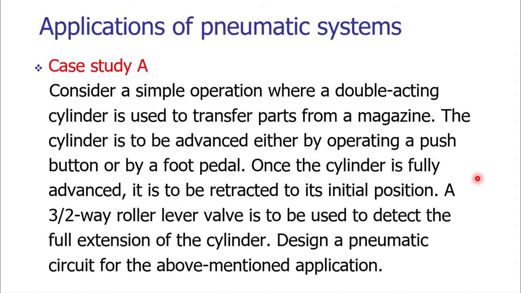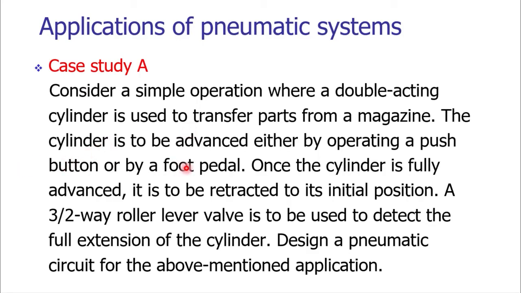Now let us study how we can assemble these components together and how we can draw a pneumatic circuit. Consider a simple operation where we need to operate a double acting cylinder which is used to transfer the parts from a magazine. The magazine, work magazine or a tool magazine, has a variety of parts, and we need to use a double acting cylinder for the transfer of parts from a magazine.